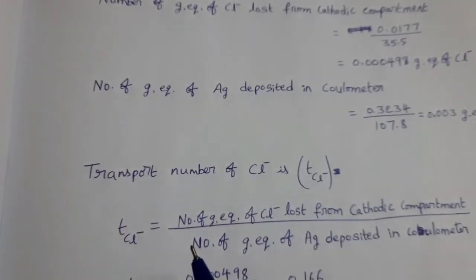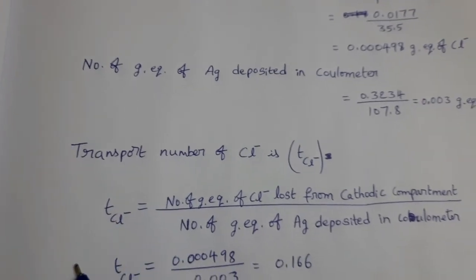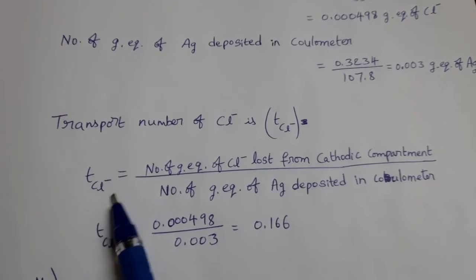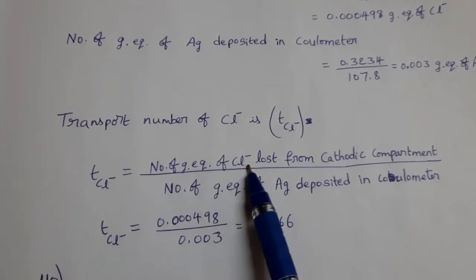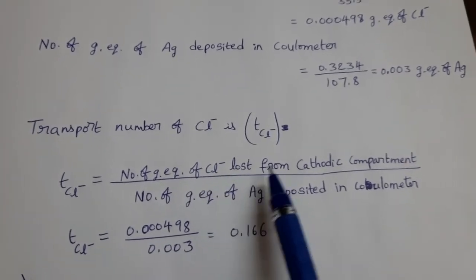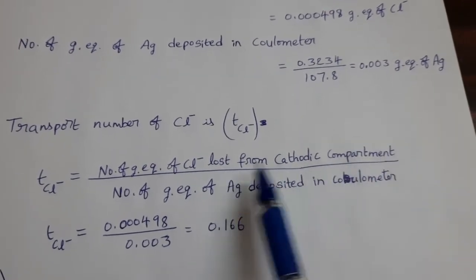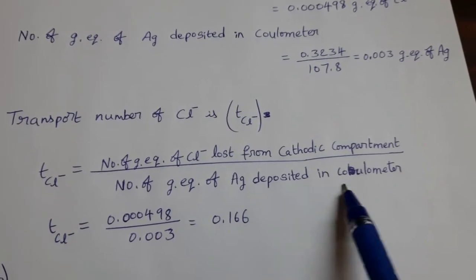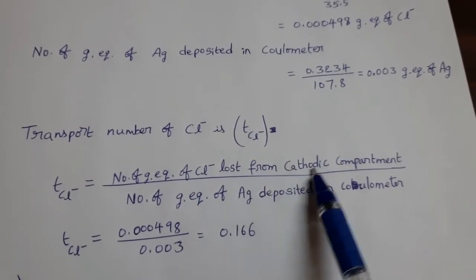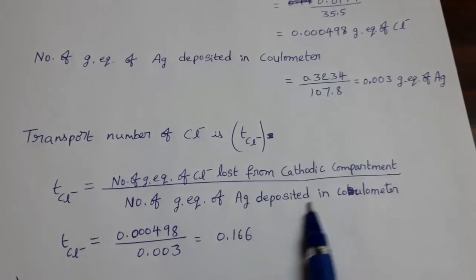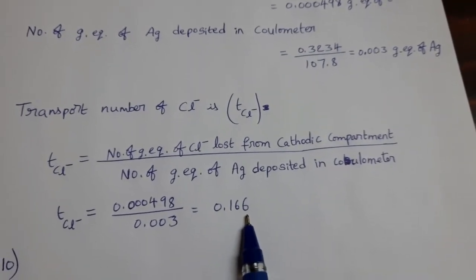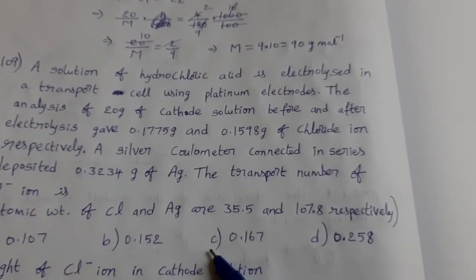Finally, we want the transport number of chloride ion. For this, the formula is: transport number of chloride ion, T Cl minus, equals number of gram equivalents of Cl minus lost from the cathodic compartment divided by number of gram equivalents of silver deposited in the coulometer. So this value is this one, this value is this one. Then we can get the transport number of chloride ion as 0.166. Then what is the option? Option C is the answer.